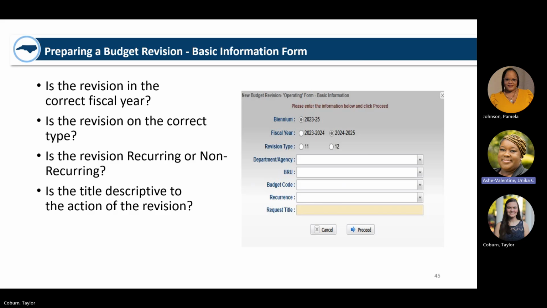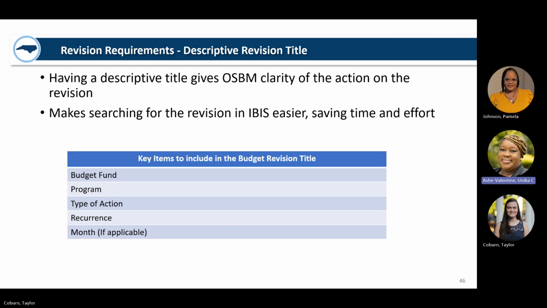In creating your budget revision, you want to make sure your basic information form is correct. You want to ask yourself, once you have finished answering the information, is the revision in the correct fiscal year? Is the revision on the correct type of revision? Is the revision recurring or non-recurring? Does the title make sense with the type of action of the revision? On the next slide, I will go over how to make sure you have a descriptive title in your budget revision.